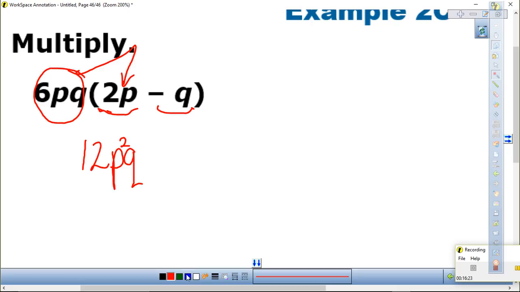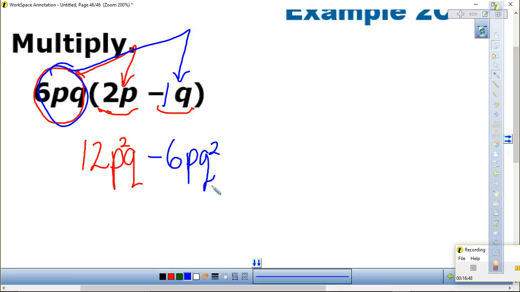Let's do the second term. I'm going to switch colors just to keep it organized. What is the coefficient on the second term? So it becomes a negative 1, right? So what is 6 times negative 1? Negative 6. Does this one have a P? No, just write the P right here. Q times Q, that is Q to the second.